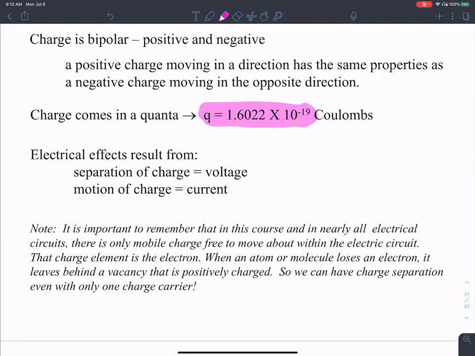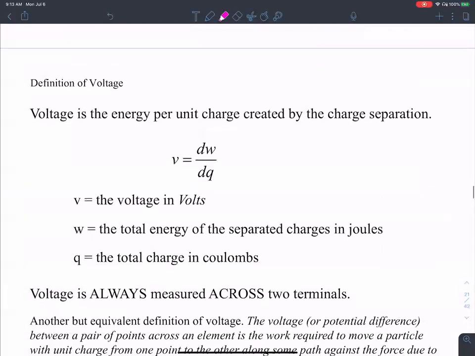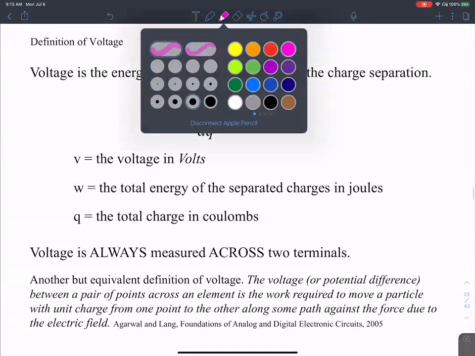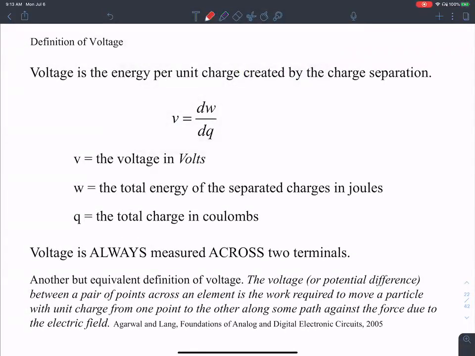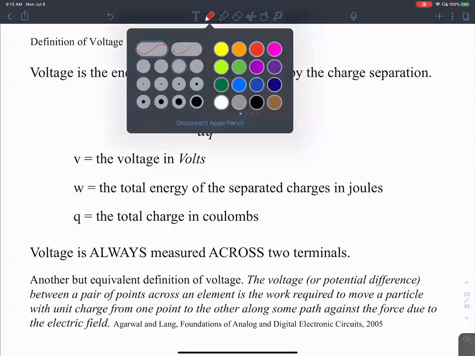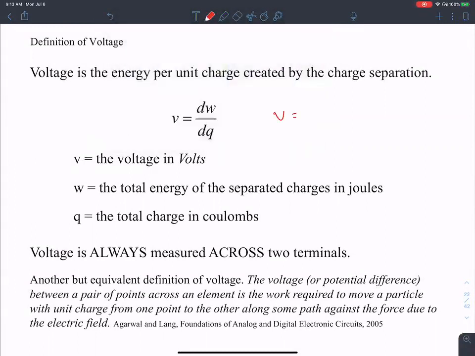Okay, charge comes in quanta. Positive charge moving in one direction has the same properties as negative charge moving in the opposite direction. Voltage is the energy per unit charge created by charge separation. How much energy is needed to move a charge from one point to another point? Voltage is defined as dW over dQ. Voltage is always measured across two terminals.